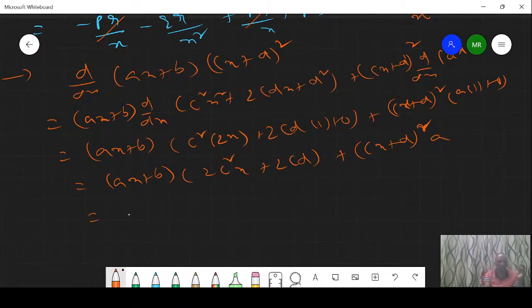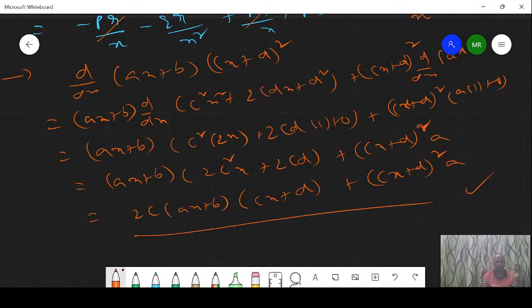Even I can simplify. If we take 2c common here, (ax + b) into, I can take 2c common here, this will become (cx + d), because this is common here. I have taken (cx + d). This is common, (cx + d). 2c into (ax + b) into (cx + d) plus (cx + d) whole square into a. Like this. This will be our required answer.